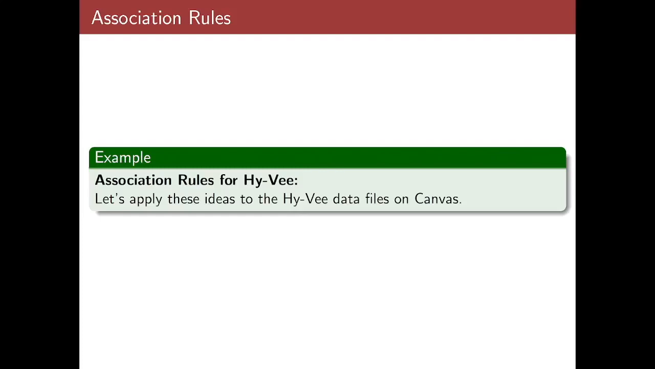Now let's apply all of these things that we've talked about to the Hy-Vee data files on Canvas. And there are two files. One of them is Hy-Vee, I believe, stacked, or Hy-Vee demo stacked, and the other ends in binary. And so download both of those. And first we're going to look at the stacked file. So Hy-Vee demo stacked that's on Canvas.